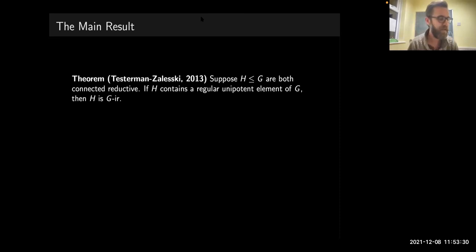So as I said in my abstract, this is not a result that I was the first one to prove. It's a result of Testerman and Zalesski from 2013. And it sort of links together all the things I've tried to introduce in the first part of the talk. So if I hand you a connected reductive subgroup H of a connected reductive group G, and I tell you that H contains a regular unipotent element, then it is in fact one of these irreducible guys. Okay, so it's not contained in any proper parabolic subgroup of G.